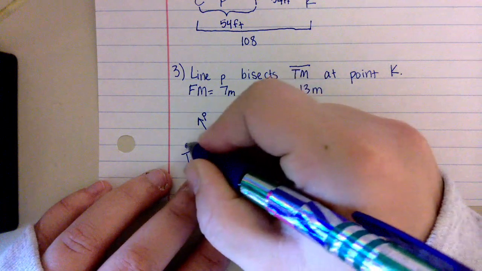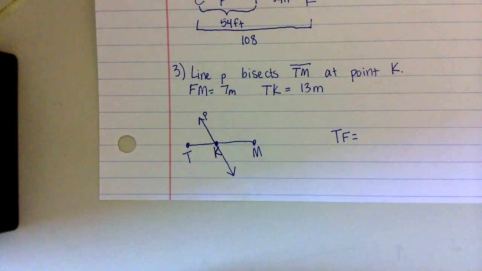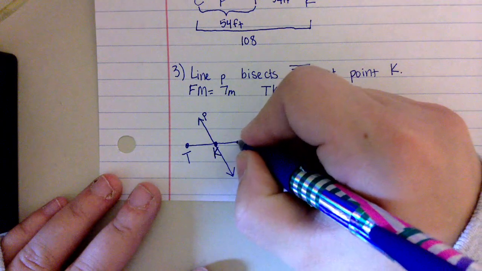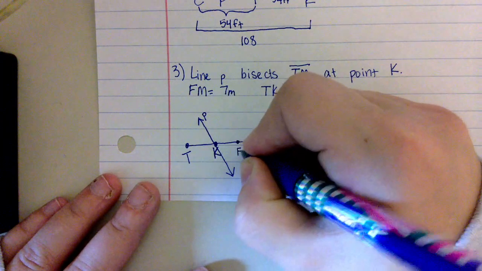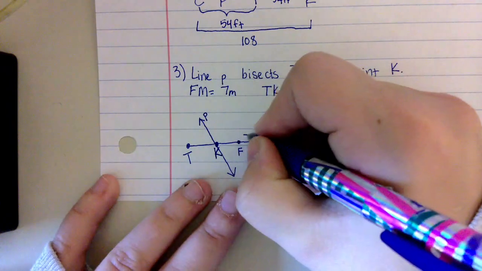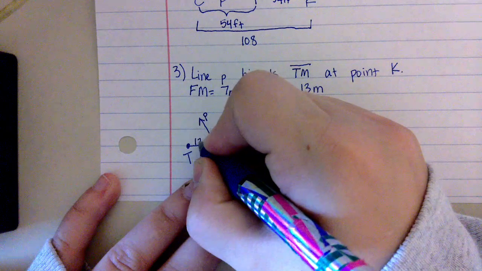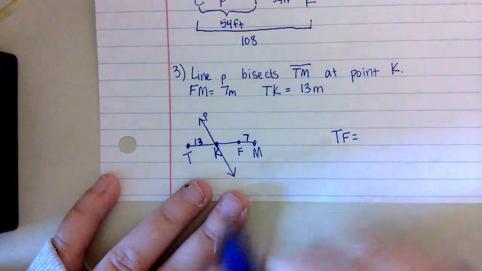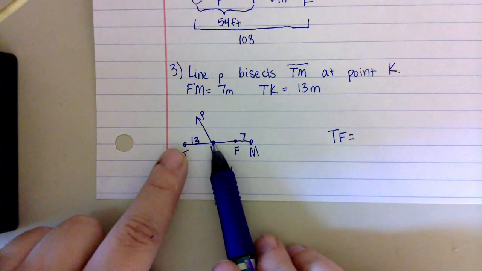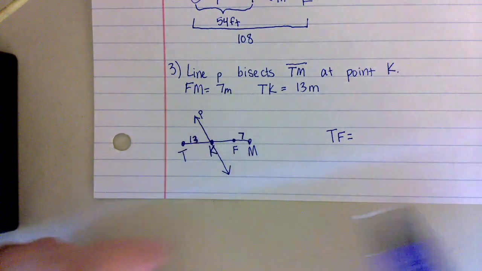So we now know TK is the same as KM. We're going to keep that in our mind. Okay, point F. This is the part where it doesn't tell you where point F is. Point F is right around here. Okay, now we're going to label. We know FM is 7 meters. And we know TK is 13 meters. And we're trying to find T to F. So I know T to K, but in order to get from T all the way to F, I need to know what this KF is.